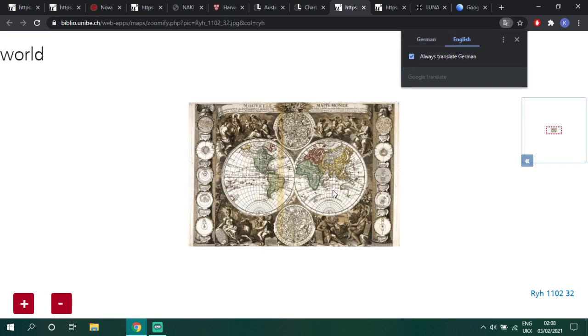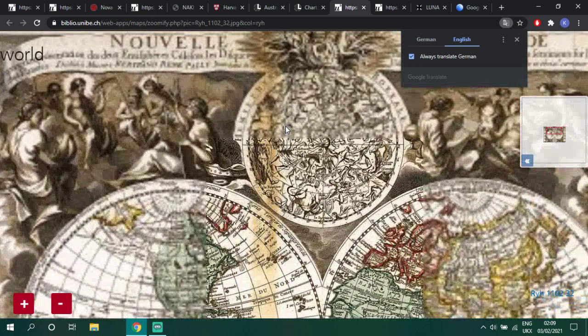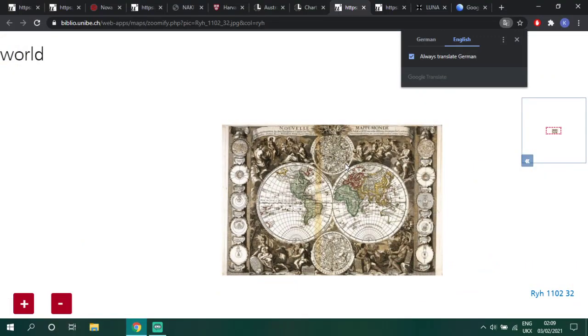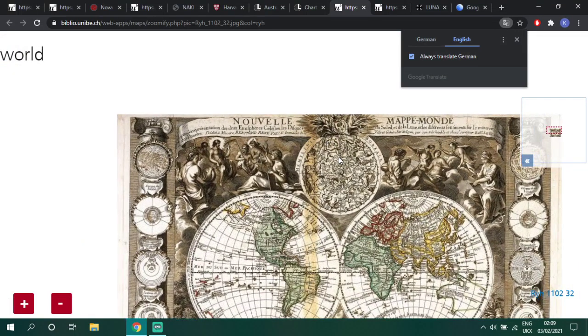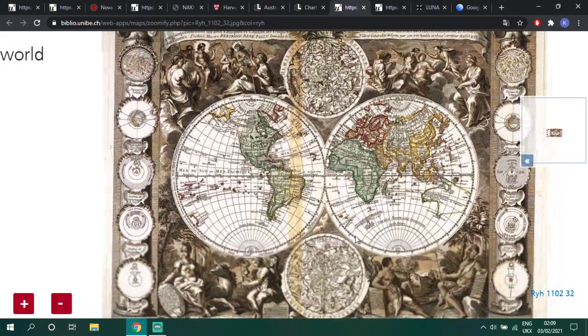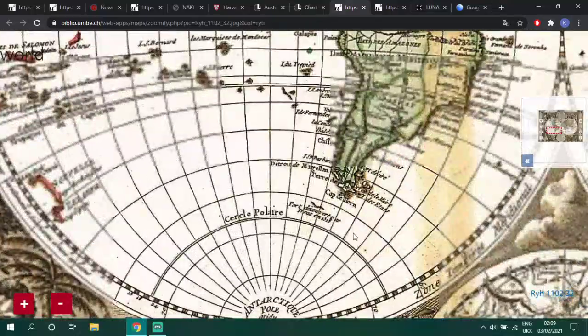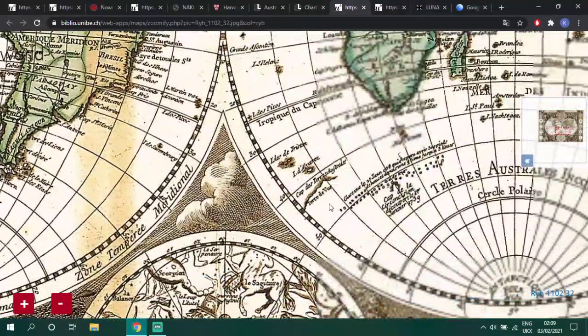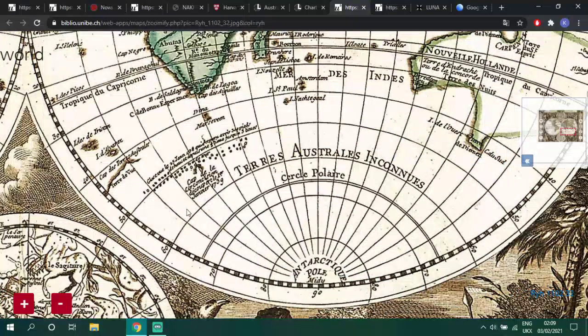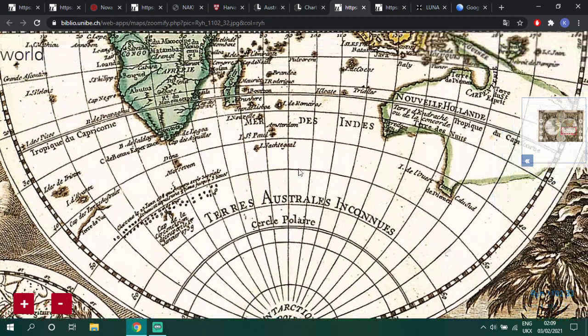Truth and lies hidden in plain sight. This is another map that you could spend a while on. And again, I'm just going to focus on Australia to start with. So over here, Terras Australias Inconnues. If you know what that means, let me know. I must look it up.